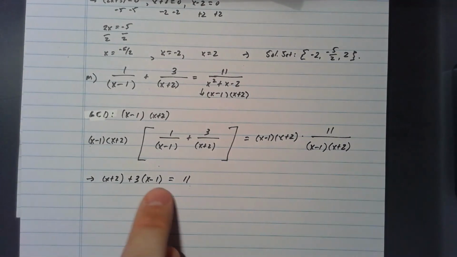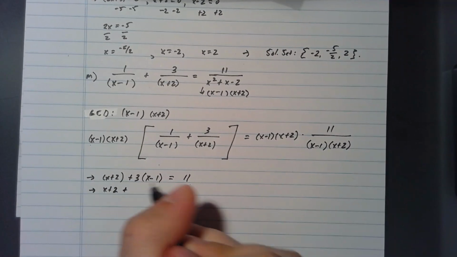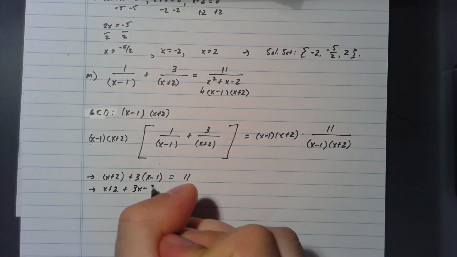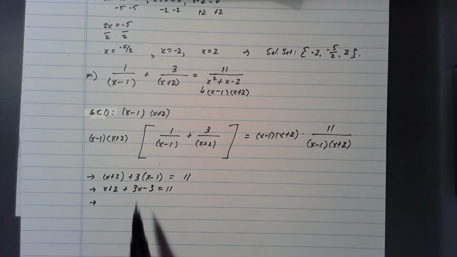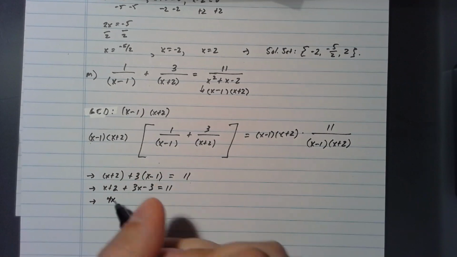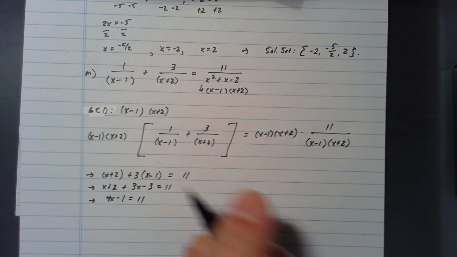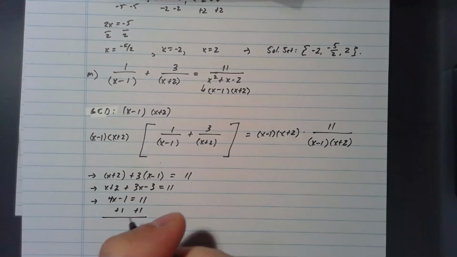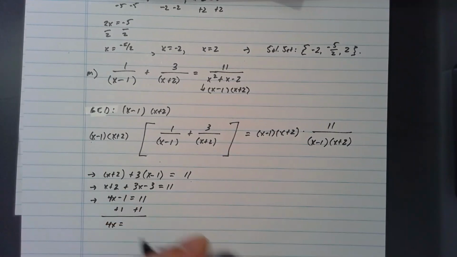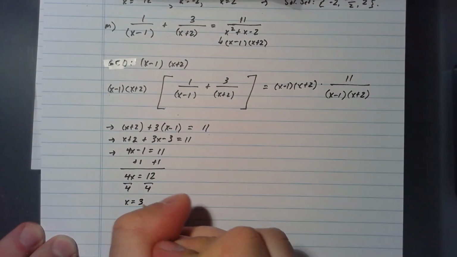Now this is a nice linear equation. Distribute the 3. X plus 3x is 4x. 2 minus 3 is negative 1. Equals 11. Add 1 to both sides. So you get 4x equals 12. Divide by 4. X equals 3.